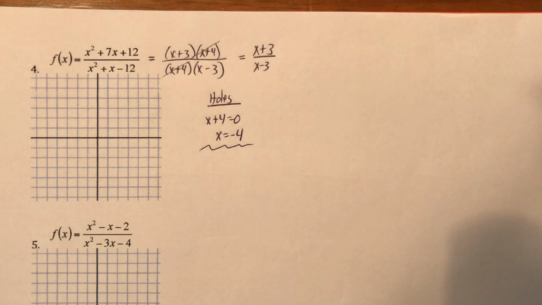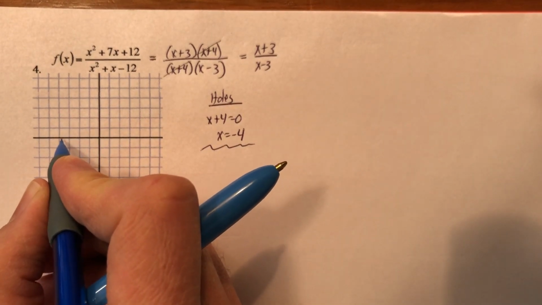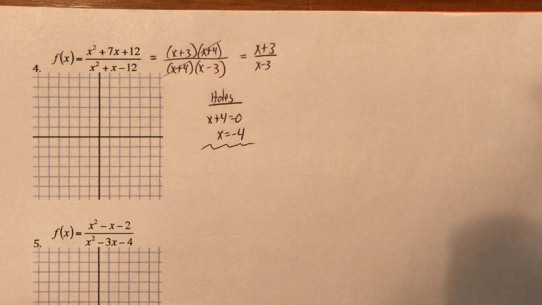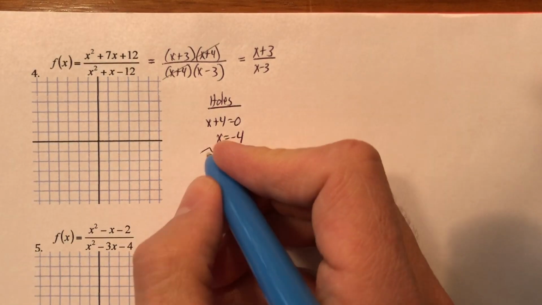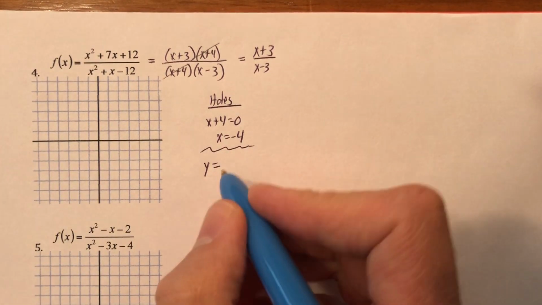And so not only do I have a hole at x equals negative 4, I need to know what the y coordinate is. So if I was to plot this point, and I said, hey, where's the hole in the graph? There's a point, right? And you'd say, oh, it's at negative 4, and I would wait for you to tell me the next coordinate. So I need more. It's not just x equals negative 4. So it's going to be y equals something also. And what does y equal?